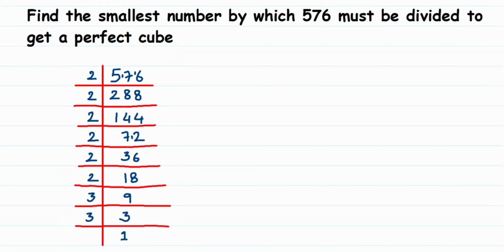So from here we can write 576 as, whatever you got here, just write them down. This is 2 multiplied by, we got 2 a total of 6 times. So write down whatever prime factors you got, and we got 3 two times.